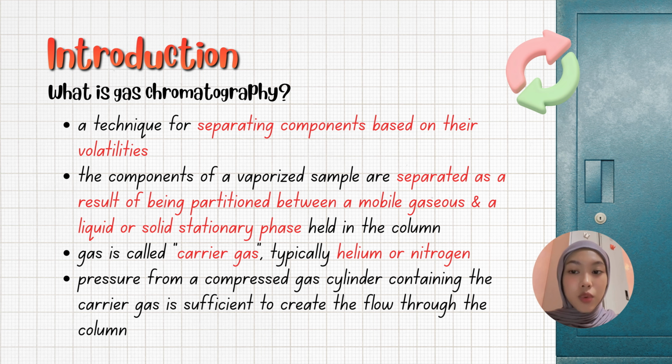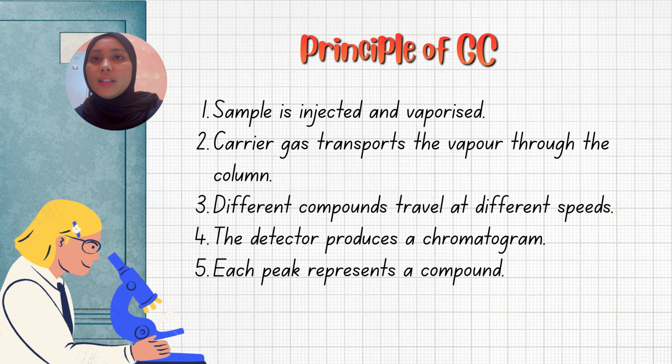This continuous flow carries the separated components to the detector where a chromatogram is produced. Then the chromatogram can be used to determine the retention time and identify the components present in the sample. I will explain the principle of gas chromatography.